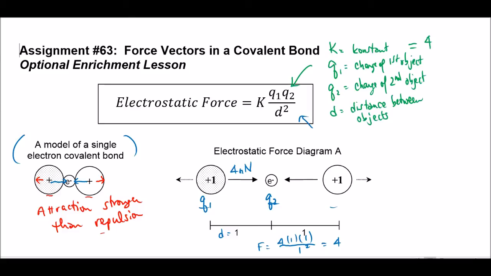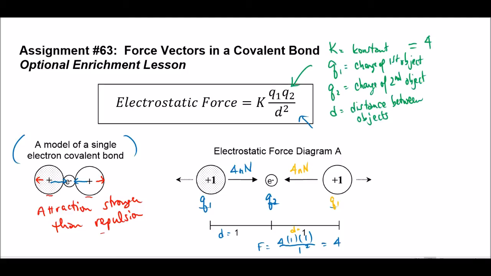You should see that if we look at the second nucleus, this is exactly the same situation. Distance again is 1. Charge 1 is +1. Charge 2 is -1. So this has to be symmetric. It has to also be 4 nanonewtons, drawing these toward the electron.